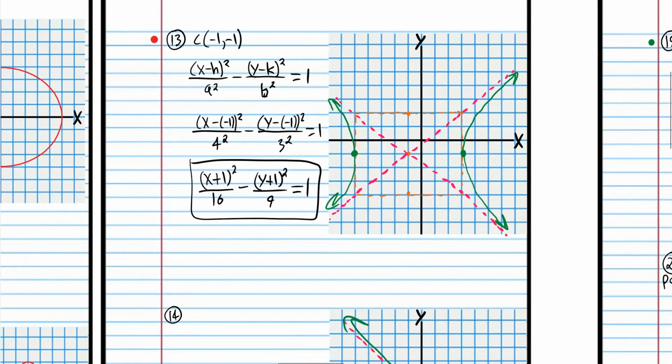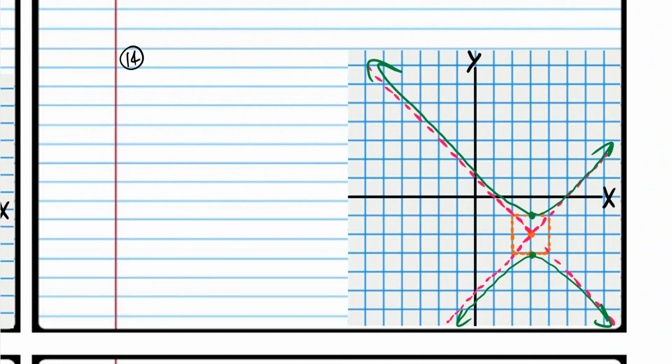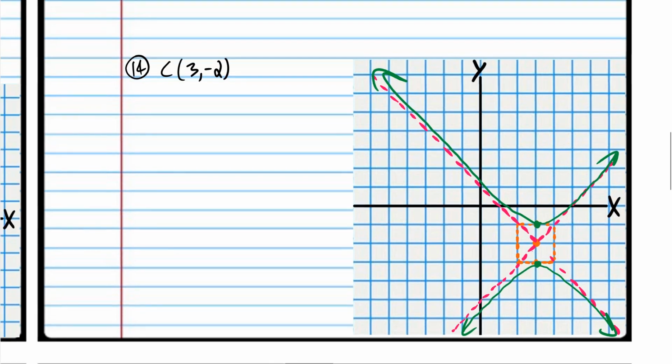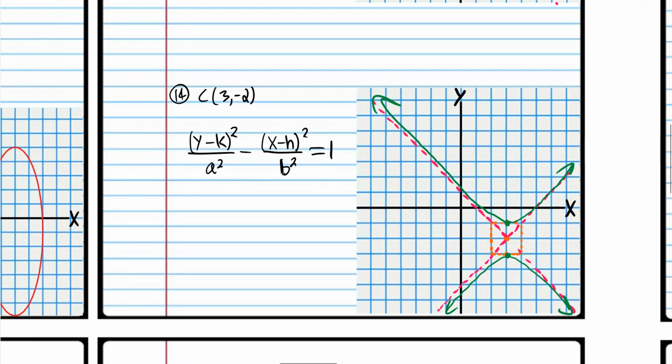Okay. Let's try another one. I'm going to start by writing the coordinates of the center. So that's 3, negative 2. And now this hyperbola opens up and down, so that means the a is going to be under the y minus k squared term, and it's going to be in front of the negative symbol, whereas x minus h squared is going to be under b squared, and it's going to come after the negative symbol.